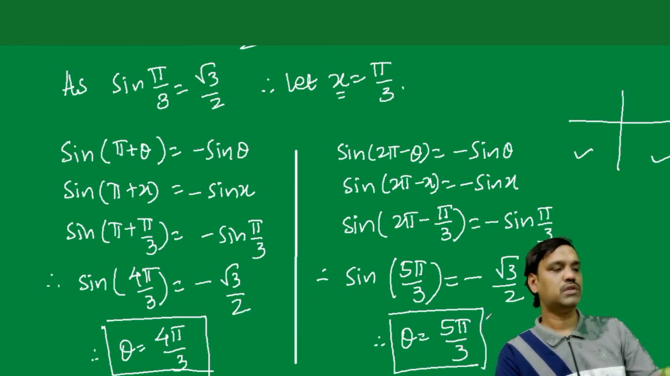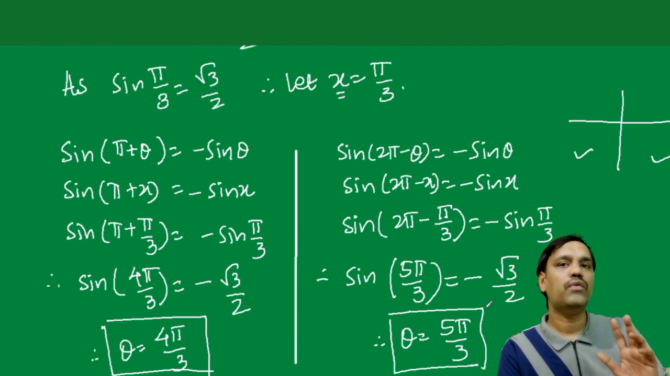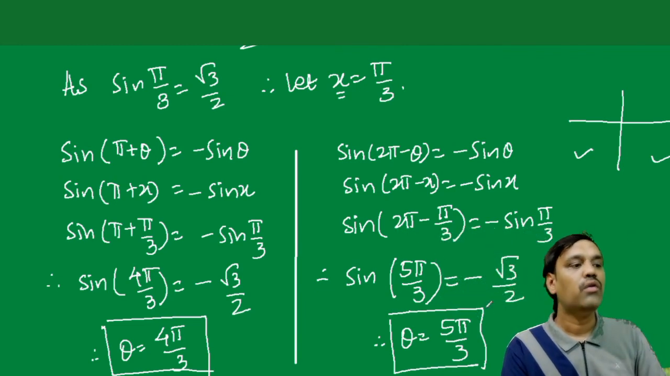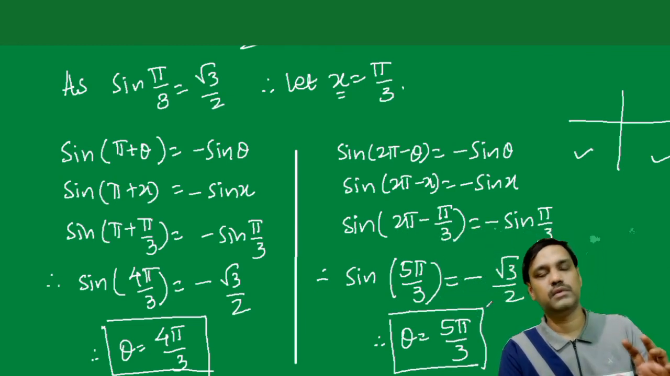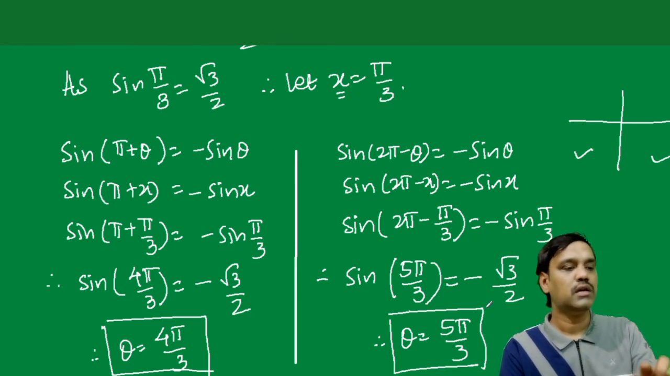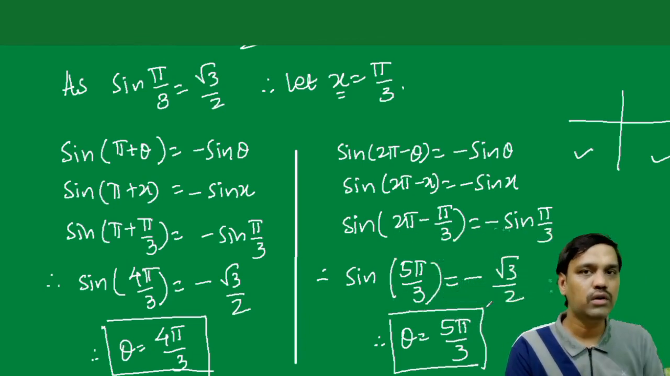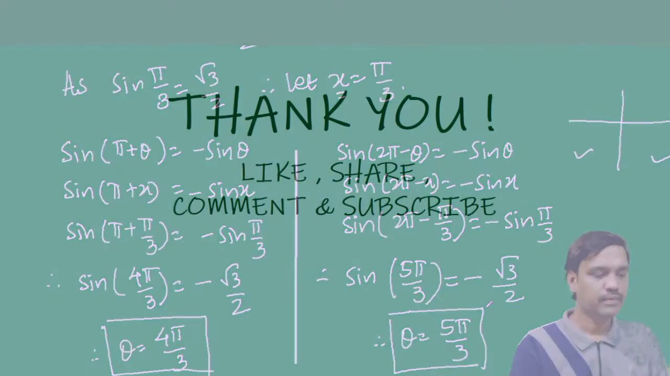Got it? So this is how we are going to calculate the principal values of any trigonometric equation where that value may be positive or negative. Okay, you just consider the particular value in the first quadrant and use that value for the rest of the quadrants. Okay, that's all for today.